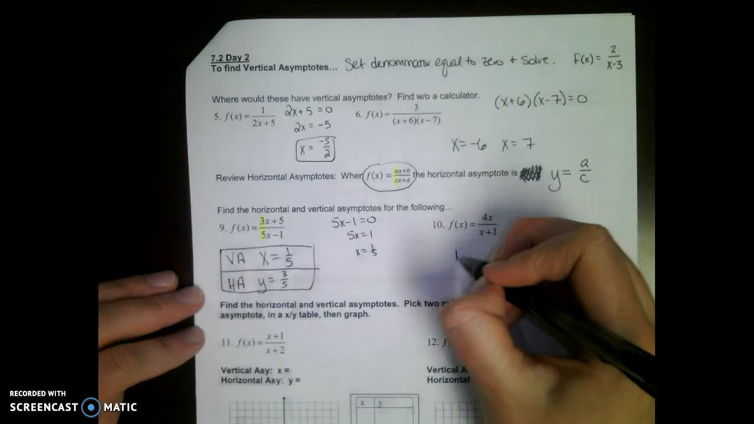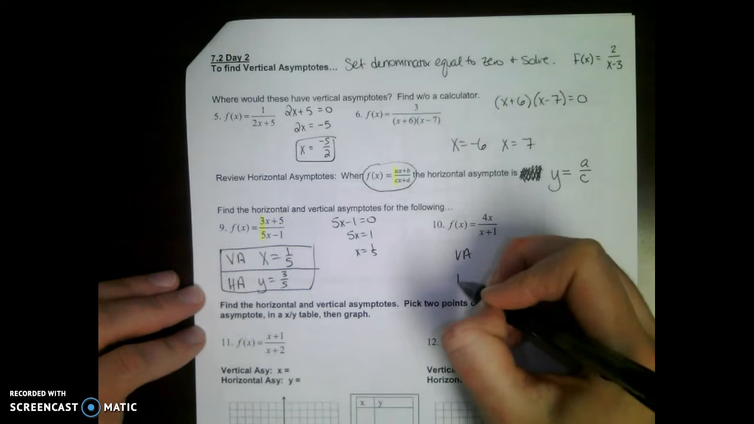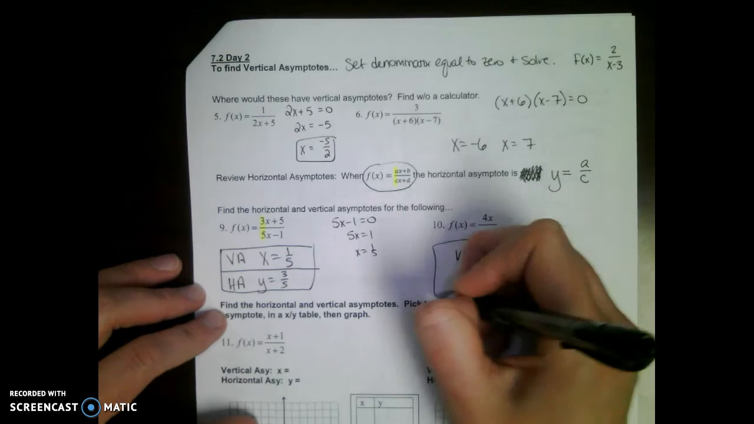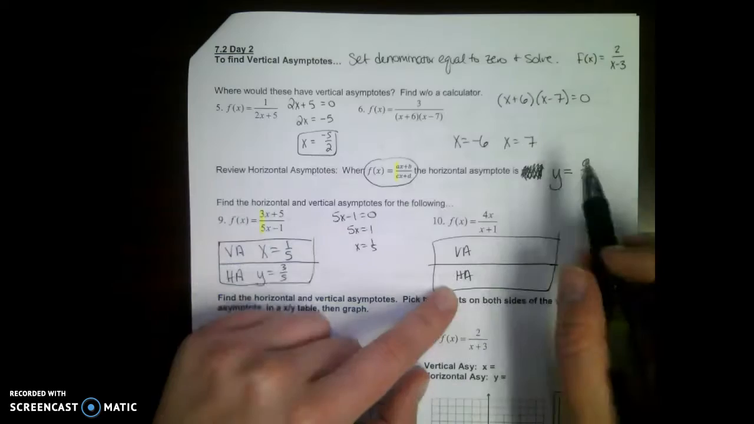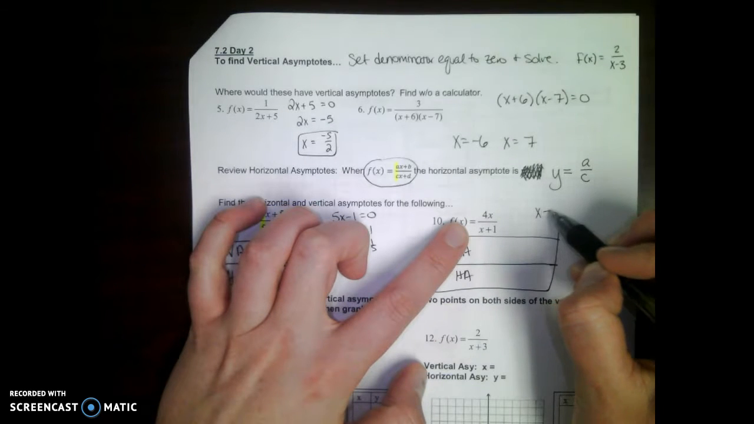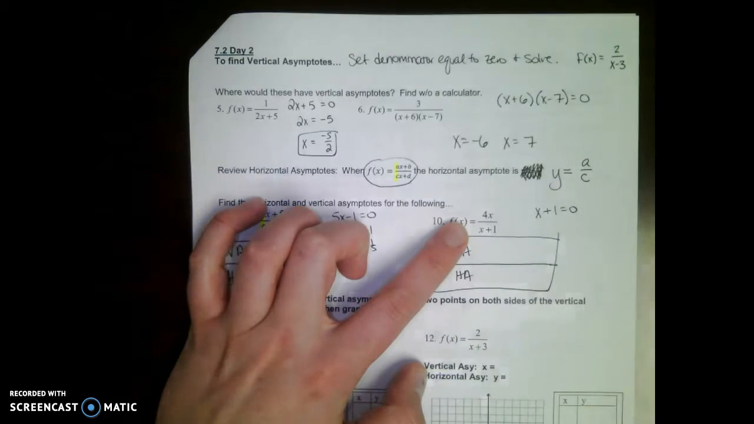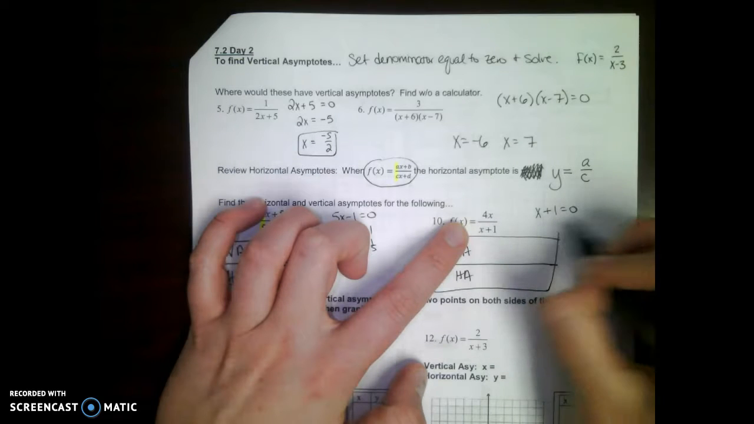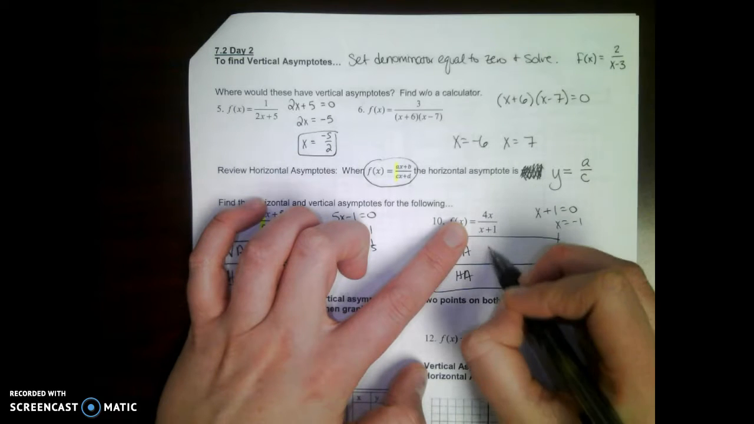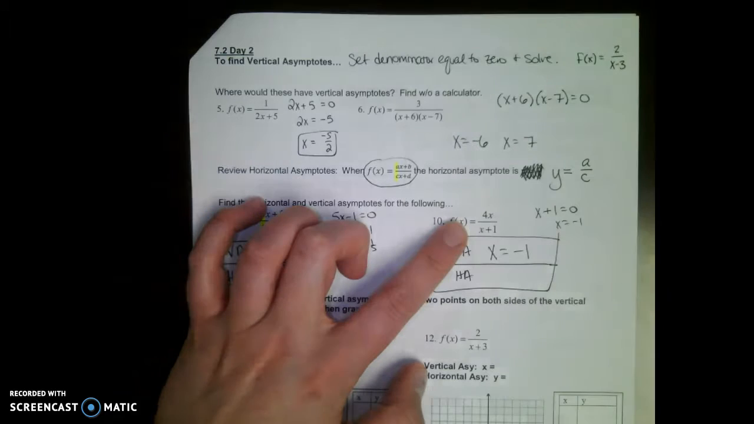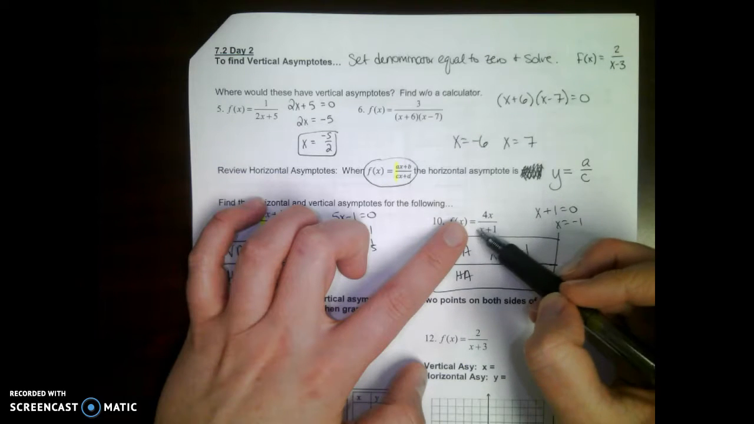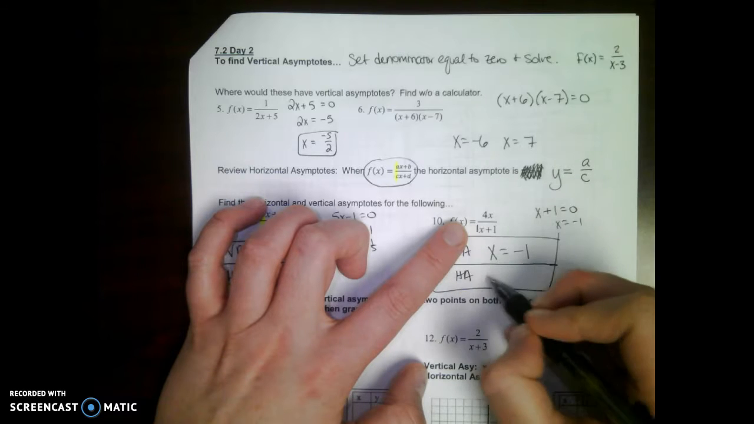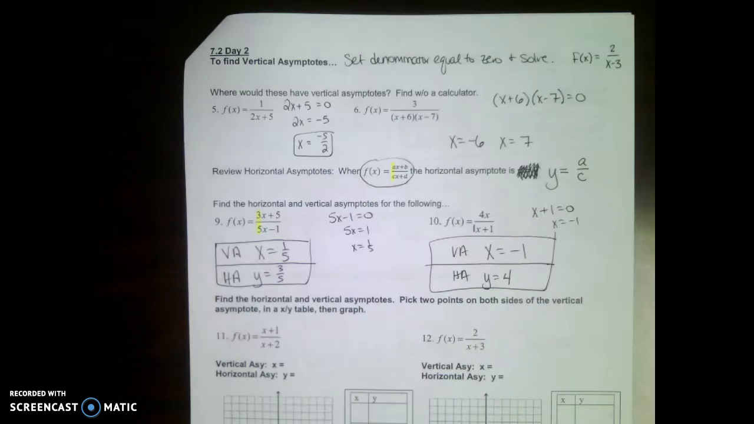Find the horizontal asymptote and the vertical asymptote. Set the denominator equal to 0, and if you need to, you can absolutely write this out. x plus 1 equals 0, subtract 1 on both sides, x equals negative 1. For the horizontal asymptote, you take the coefficients of the x, 4 divided by 1 to get 4.